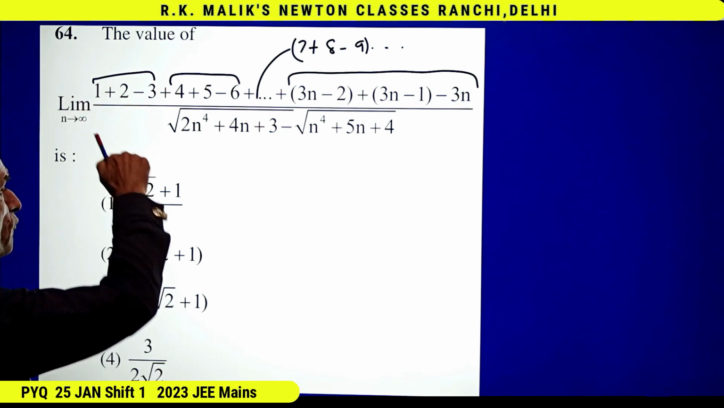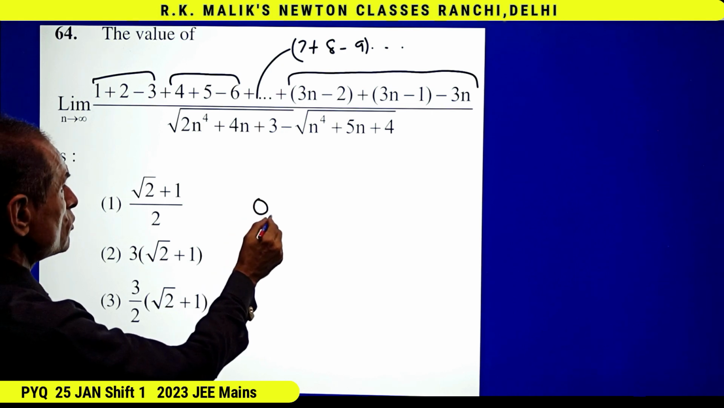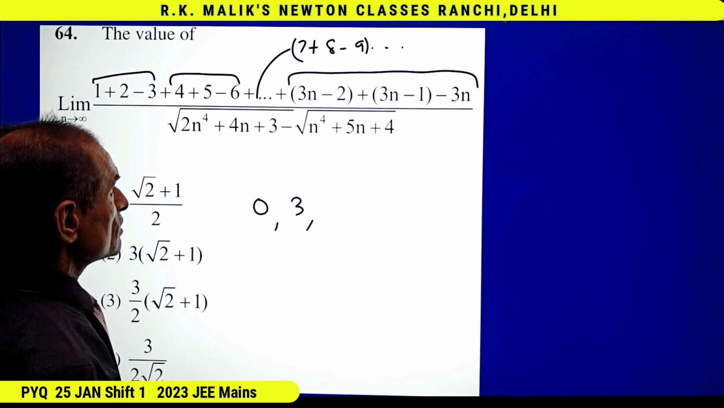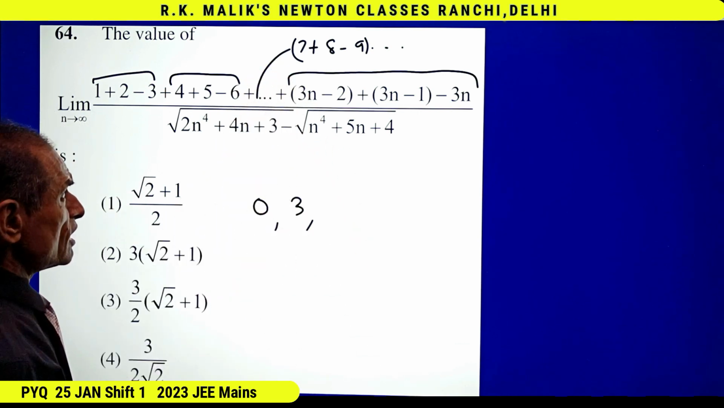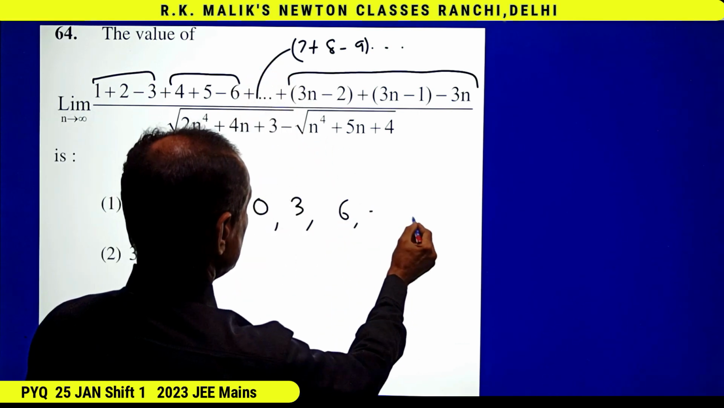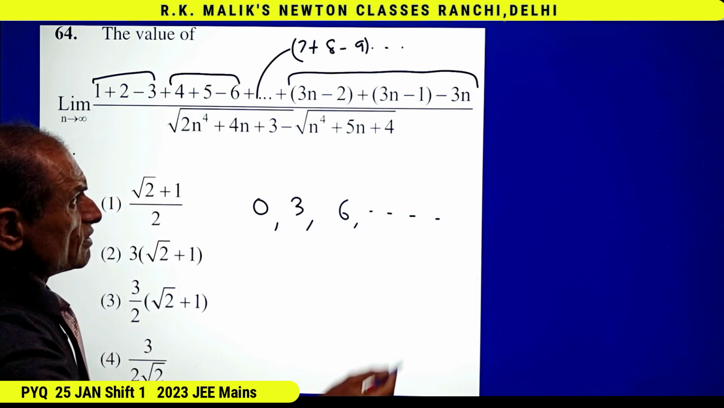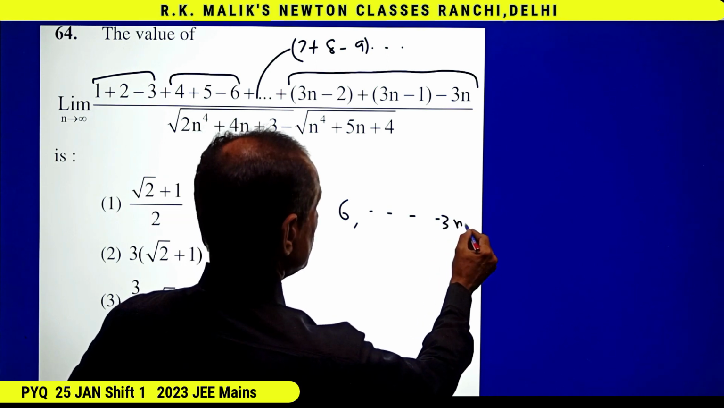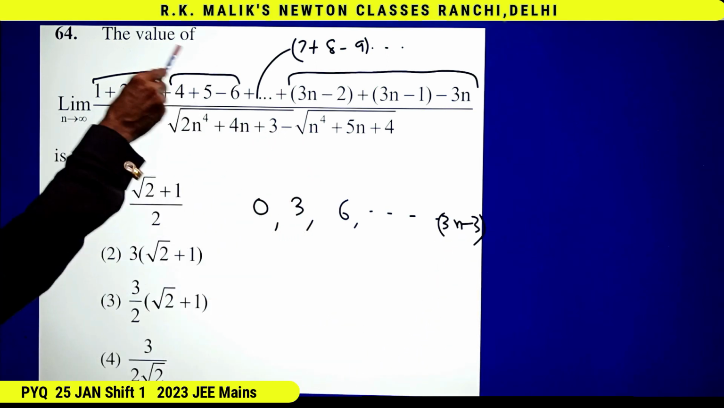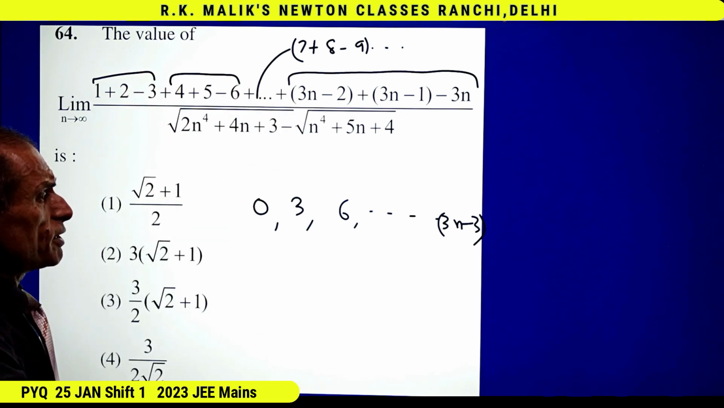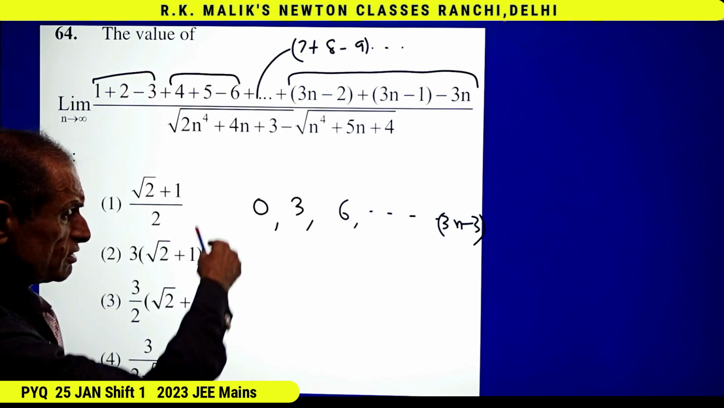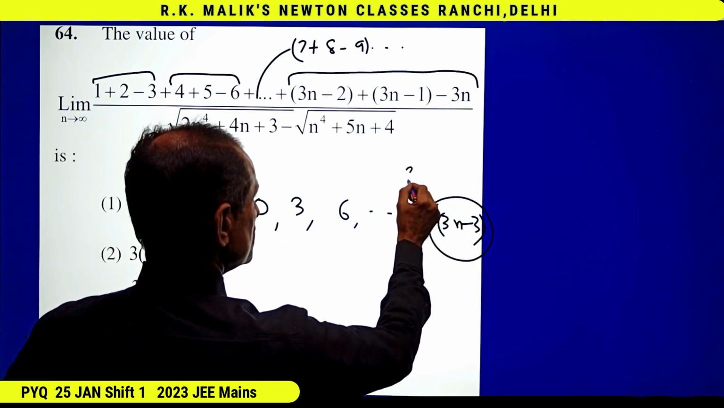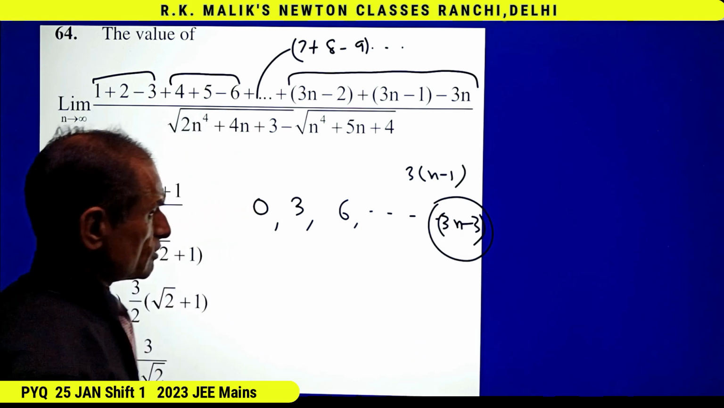The sum of all the terms in the first group is 0. The sum of all the terms in the second group will be 3. The sum of all the terms in the third group will be 6 and so on. And the sum of all the terms in the last group will be 3n minus 3. Hence, the sum of all the terms in the numerator will be equal to the sum of all these terms. And clearly this is 3 into n minus 1.